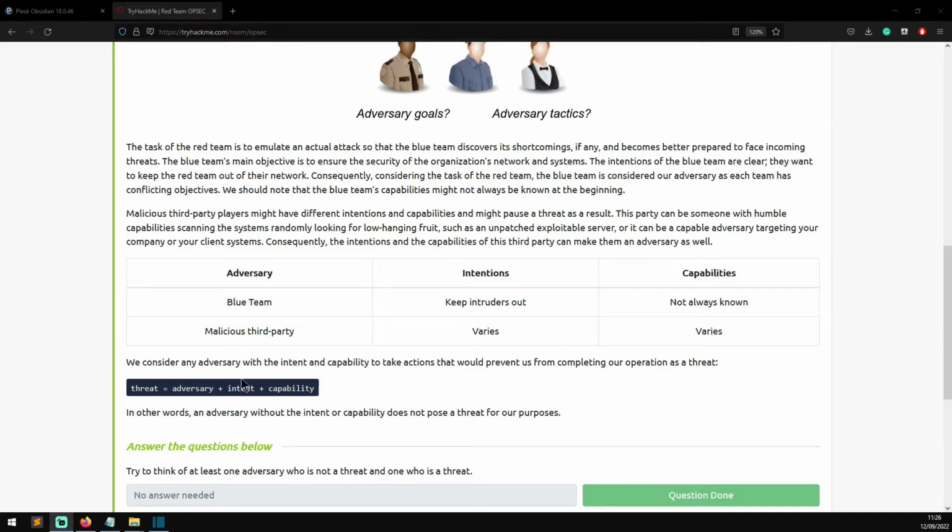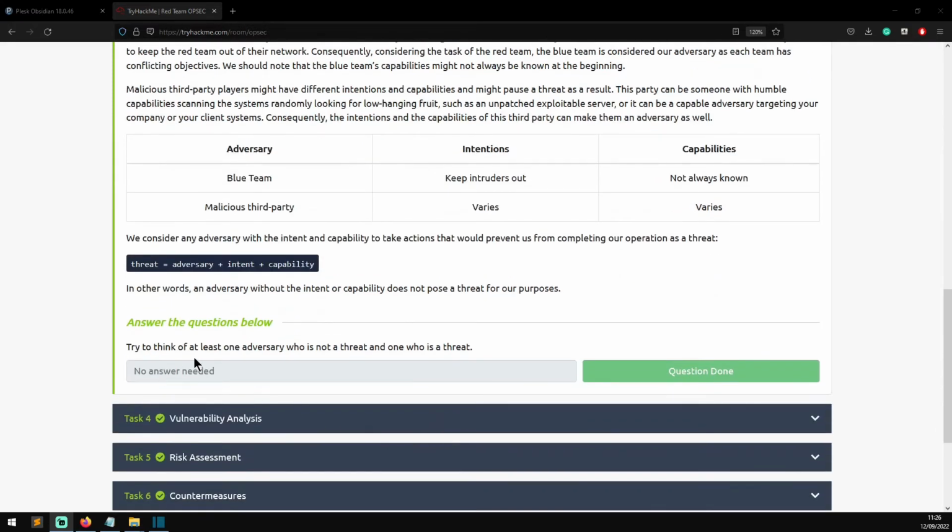We consider any adversary with the intent and capability to take actions that would prevent us from completing our operations as a threat. Threat equals adversary plus intent plus capability. In other words, an adversary without the intent or capability does not pose a threat for our purposes. Try to think of at least one adversary who is not a threat and one who is.